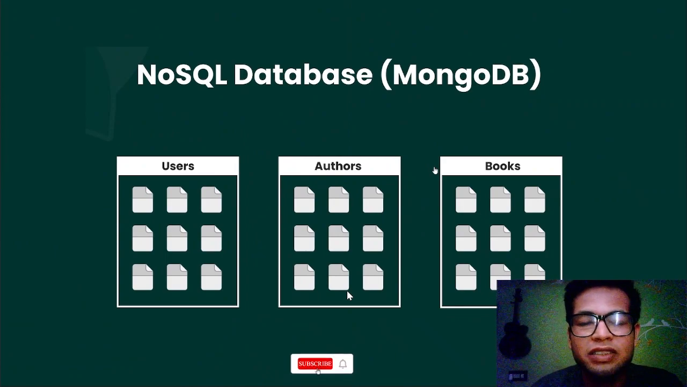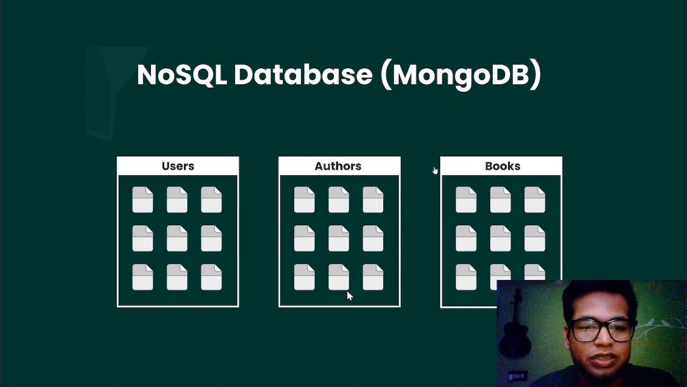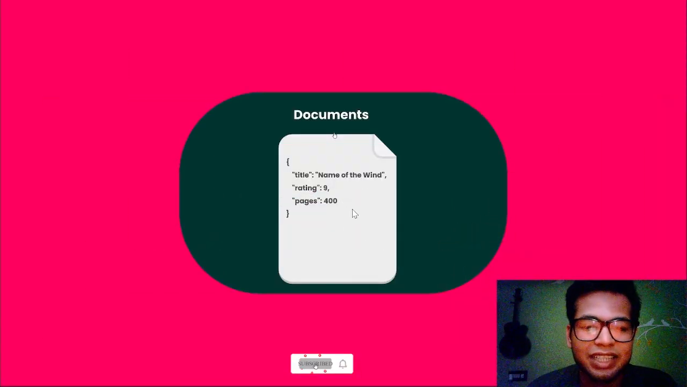If we talk about NoSQL databases, then NoSQL databases contain collections and documents. Here users is a collection, and these are all the documents contained in users. You can see this is authors, this is books, and these are all the records, or you can say the documents. Documents contain this kind of information, let's say JSON kind of information, or you can say object type of information.